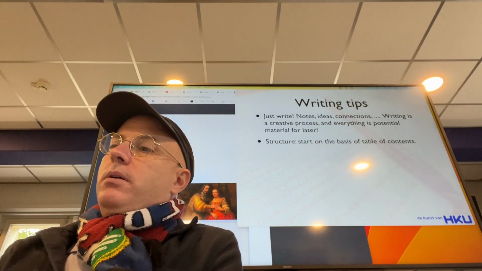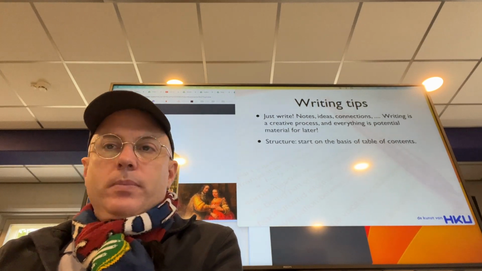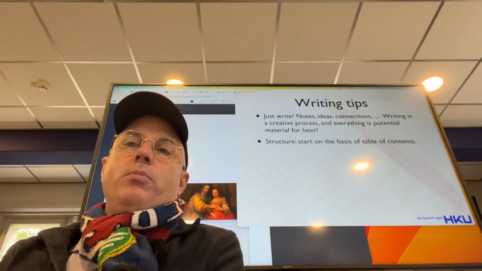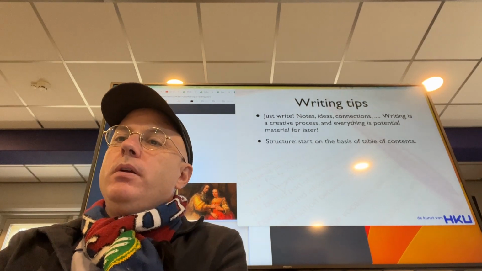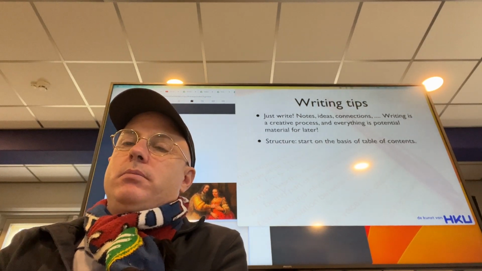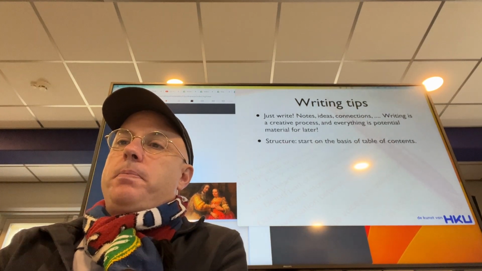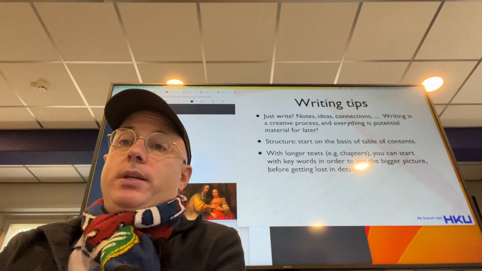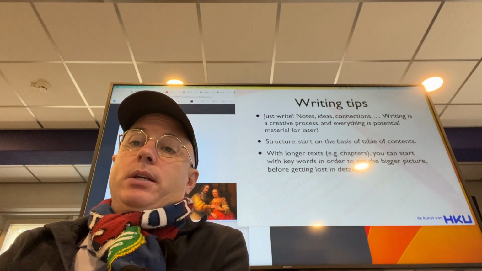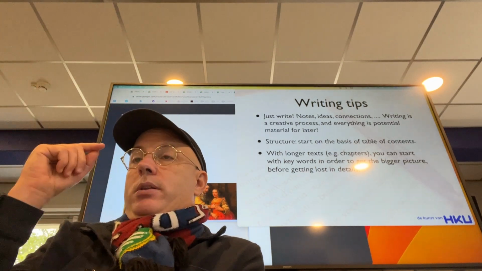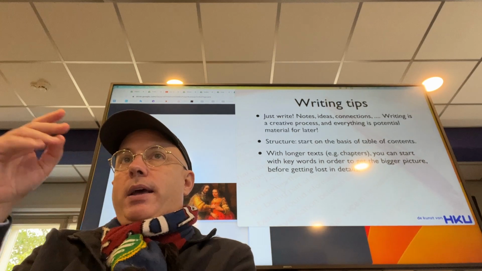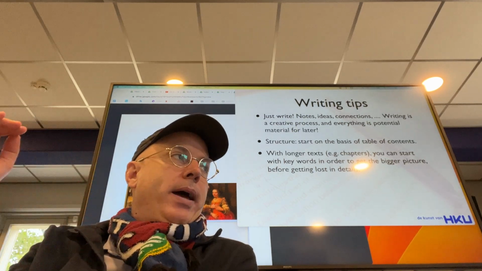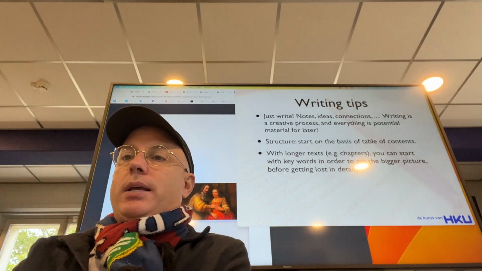So sometimes just do the free writing, just start writing, start talking, and then go back and choose the good stuff. We talked about the table of contents, that can really help structure. With longer texts or chapters, you can start with keywords to get the bigger picture before getting lost in details. Sometimes you might want to map out the concepts and the tools and the things you want to have in this chapter, just as bullet points. And then go back and fill in all the details and then put it into text.